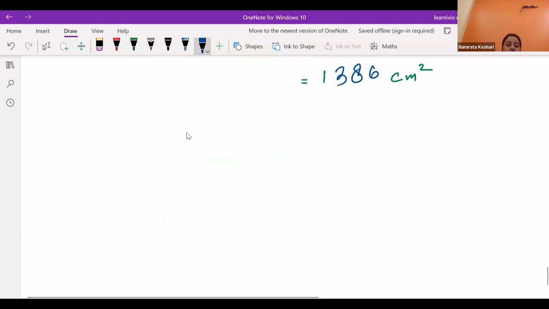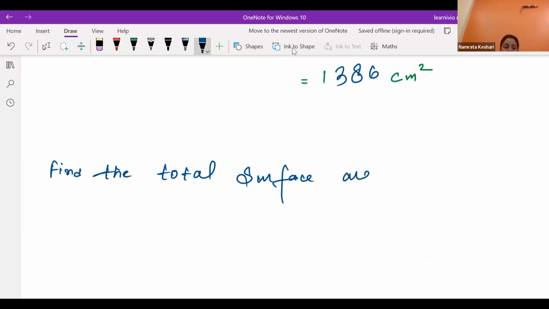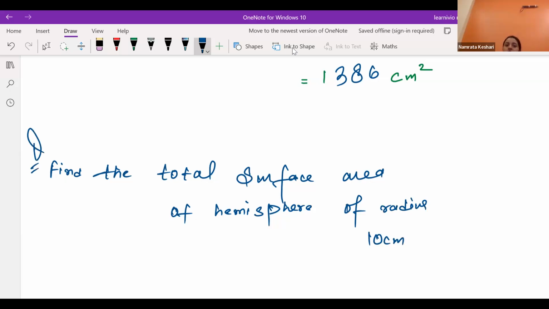Now we have to find the total surface area of the hemisphere. Only I was telling you, please don't get confused. In a hemisphere, we have the curved part and the circular part. So the total surface area formula is 3 pi r square. We have to find the total surface area of this hemisphere. Please do it.